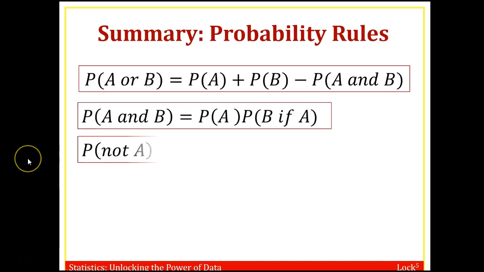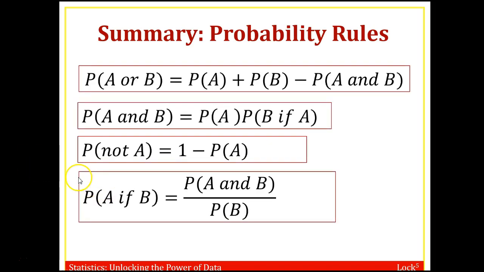Okay, summary on probability rules. As I said before, I'd encourage you to write these down. Have them nearby on a piece of paper when you're going through homework. There's the additive rule, A or B, inclusive or. The and rule, the multiplicative rule, the complement rule, not A, and then we have the conditional probability rule. And I do expect you to be able to use and apply these in the next couple weeks going through homework assignments and then for the first exam.